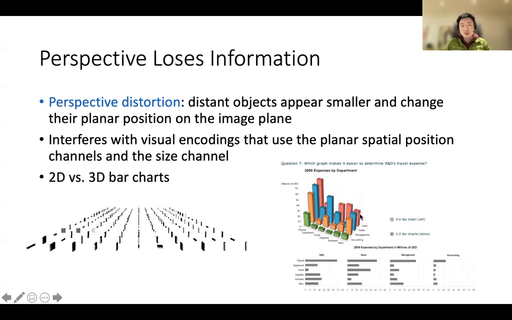So this is showing the same data, done in 3D and done in 2D. This is like the 3D bar chart, and you can have the typical problems, for example, these little ones being blocked by the one in front. And also, it's not necessarily easier to compare when it's 3D.